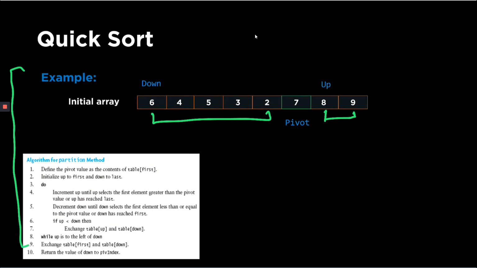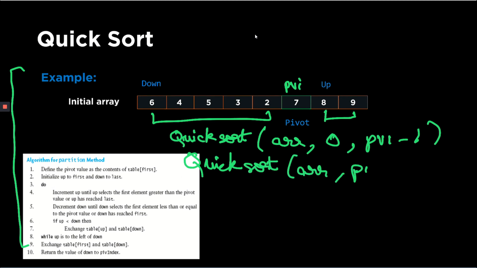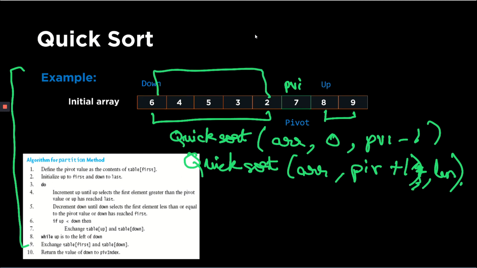Now you are going to recursively call quicksort on the subarray of ARR, but we are now going to pass the indices 0, comma, pivot index, let's call this PVI, minus 1, and then we are going to call quicksort on ARR from pivot index plus 1, comma, the length of the array. So you're going to recursively call quicksort on this subarray and this subarray.